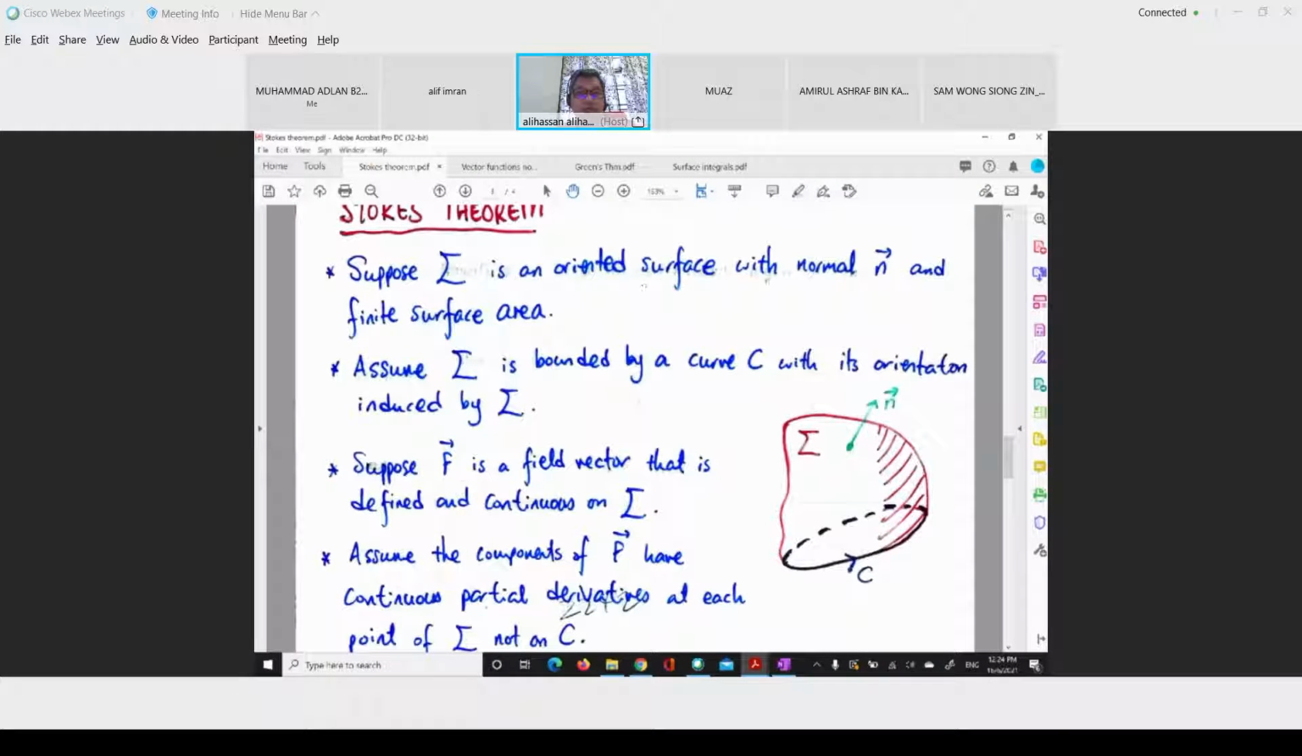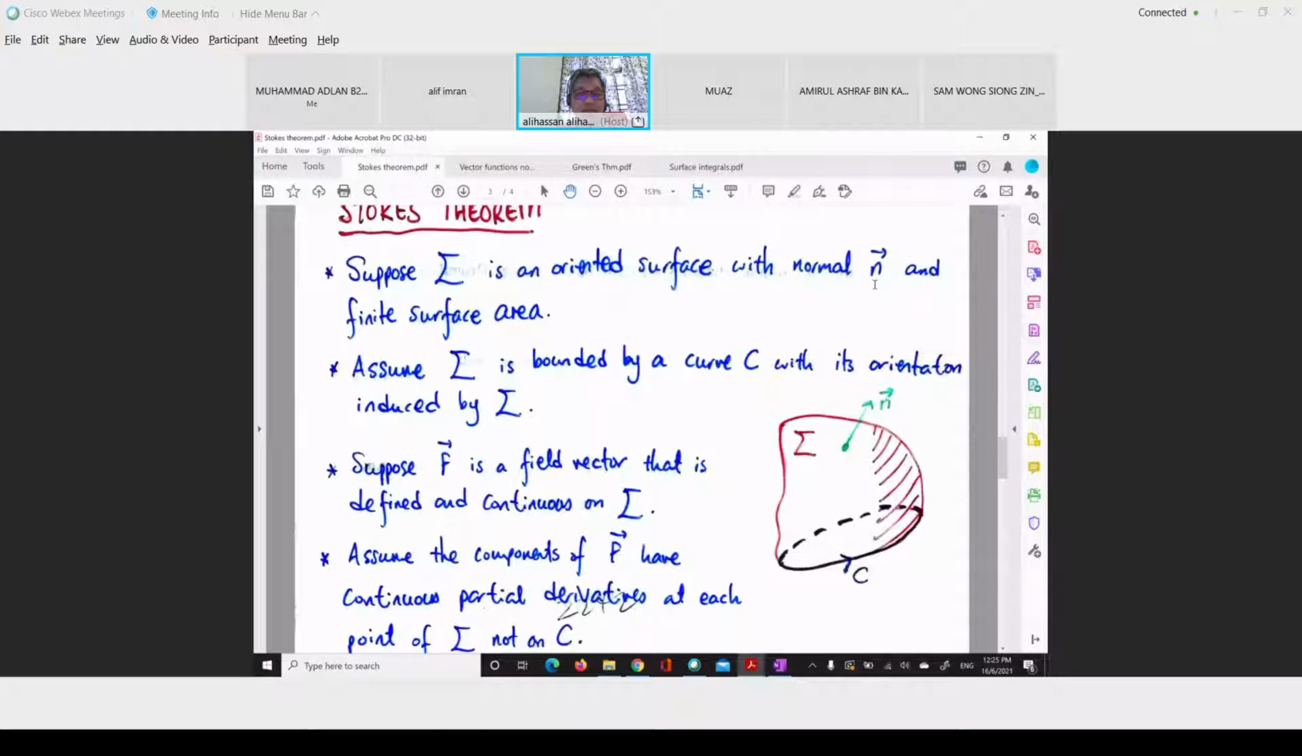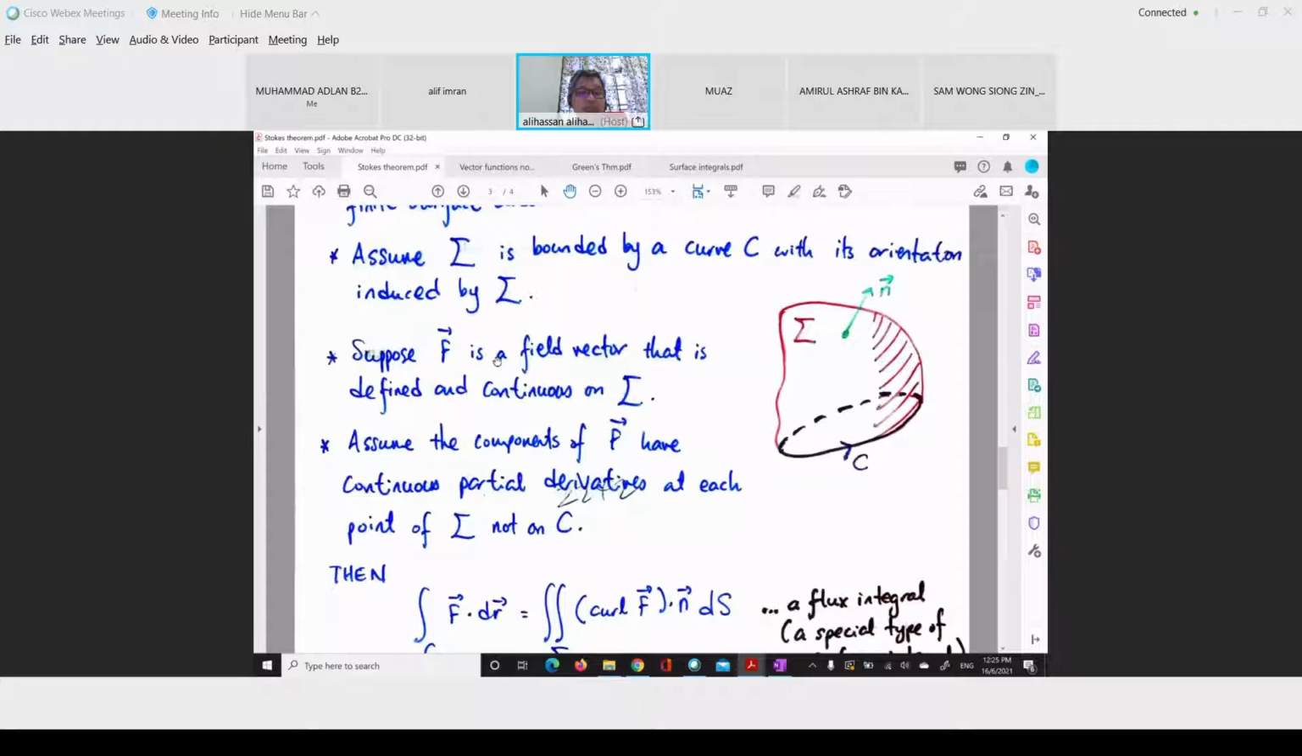Suppose sigma is an oriented surface with normal n and finite surface area. We understand that already. And suppose sigma is bounded by a curve C, with orientation induced by sigma. We understand that also now. And suppose F is a vector field that is defined and continuous on sigma. And assume the components of the vector field F have continuous partial derivatives at each point of sigma, not only on the curve C.